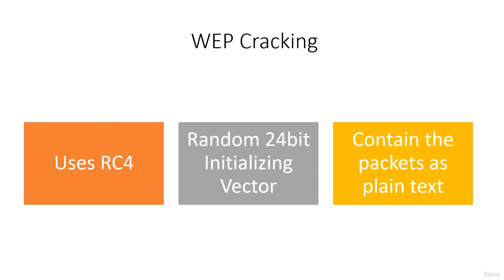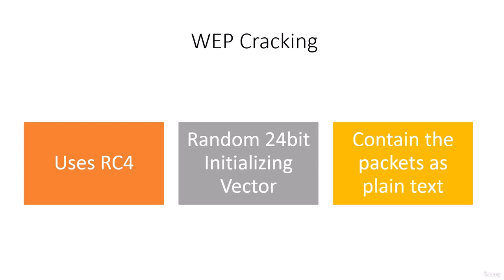Each packet sent into the air has a unique key stream, and WEP ensures that the key stream is unique using a 24-bit initialization vector. The initialization vector is a random number. It's sent in the packet as plain text, so this part is not encrypted. If you read a packet, you'll be able to read it in plain text. But the problem with this is that the IV is very short. It's just 24 bits.